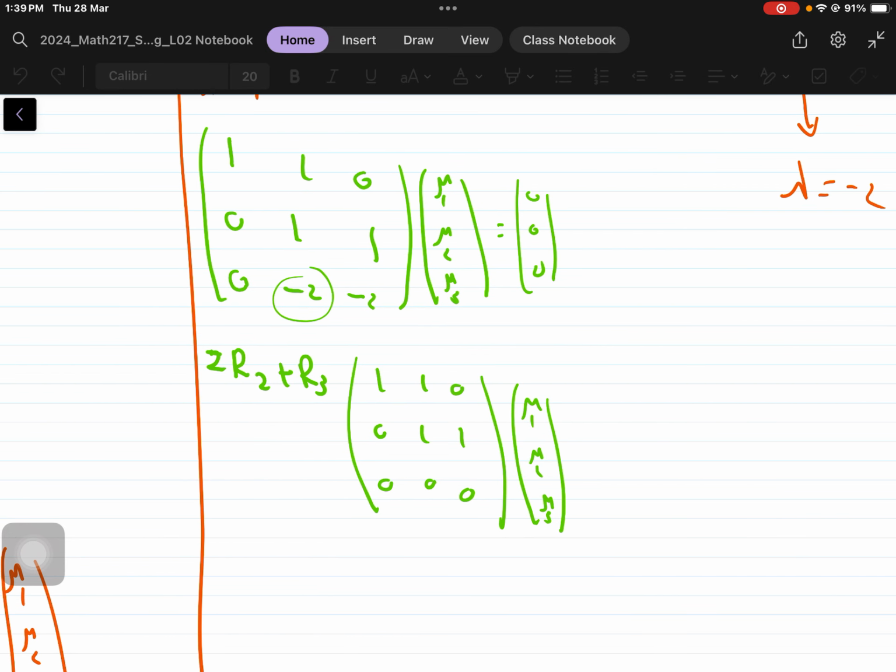Okay? Can we make more zeros? R1 minus R2. Yes, multiply R1 with minus and add it to the R2. That's easier. So, negative R1 plus R2 will be 1, 1, 0, 0, 0, 1. Because there's nothing affecting that, 0, 0, 0, and this is multiplied by mu1, mu2.